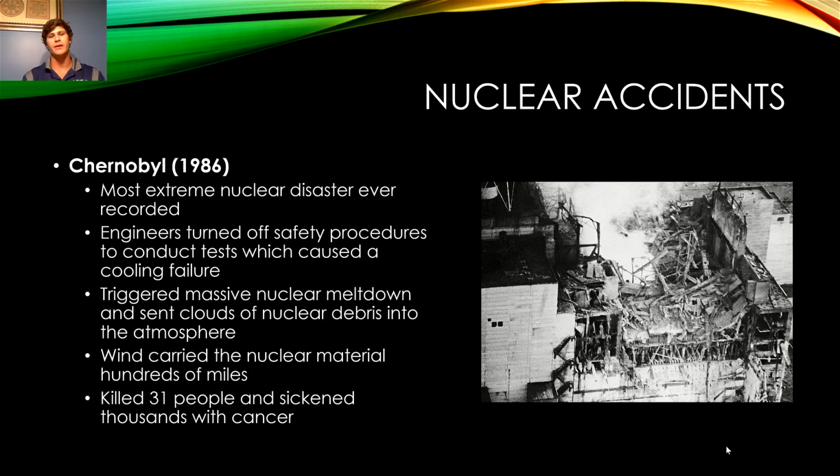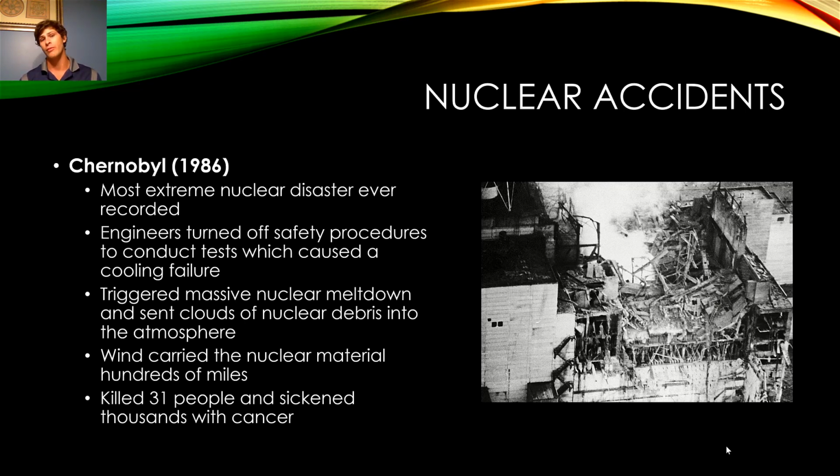The next nuclear incident that occurred happened in 1986, and this was the Chernobyl nuclear reactor accident. This is regarded as the worst nuclear catastrophe of all time. It is the most extreme nuclear disaster that has ever been recorded in a number of different ways. Basically, what happened here was that engineers actually turned off all of the cooling mechanisms as part of a safety test procedure in order to test new safety mechanisms and backup cooling generation.